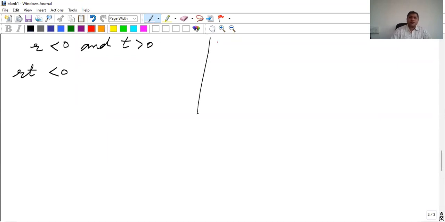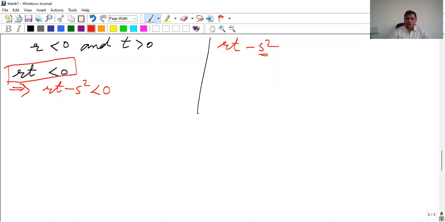What is the expression that we want to test? RT minus S square. Correct. This term is always negative because it is minus. Is that okay? This term is again less than 0. So what will happen here? Isn't it true that RT minus S square is less than 0? Yes, because we have seen that RT is less than 0, so we are subtracting something from this negative quantity, so obviously it will be negative. When RT minus S square is less than 0, what is the situation? Neither maxima nor minima. So F has neither maxima nor minima.